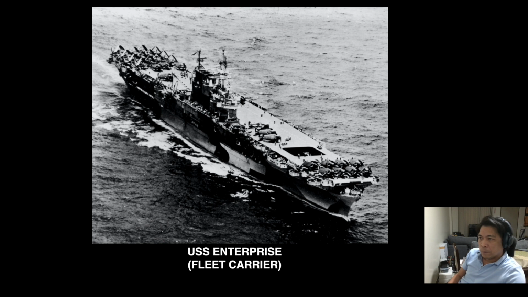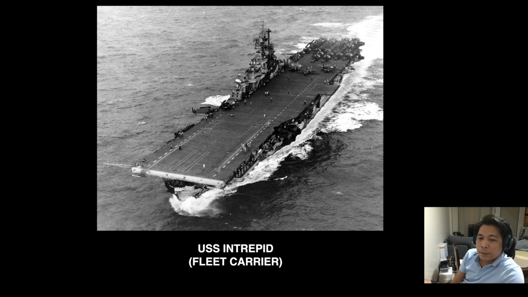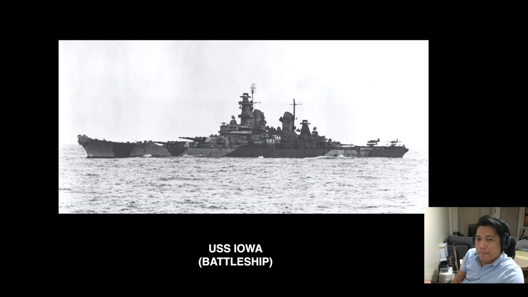The main weapon of the Americans are actually their aircraft carriers, and this is the famous USS Enterprise, the flagship of the fleet and the flagship of many of the battles in the Pacific Ocean. This is the USS Intrepid, another fleet carrier. And this is the battleship Iowa. Iowa is the main class of battleships of the United States Navy. But even though they are the main battleships, they were only half of the weight of the Yamato class battleships.